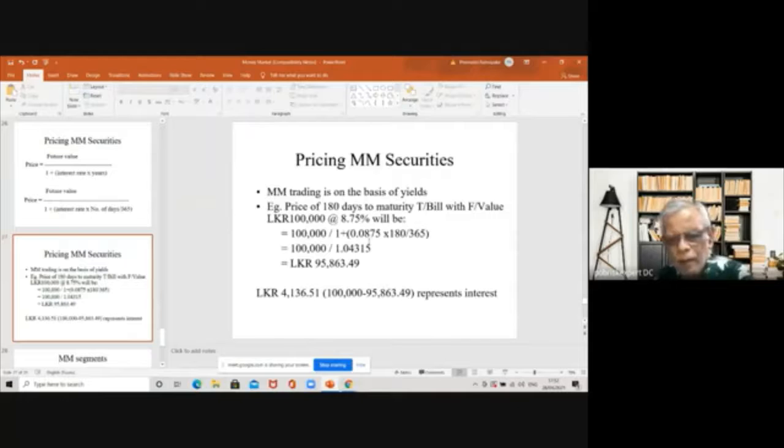So, investment value will be 95,863.49 and face value will be 100,000 in 180 days time. So 100,000 minus 95,863.49 equals 4,136.51. That is the interest component for the 180 days at the rate of 8.75%.